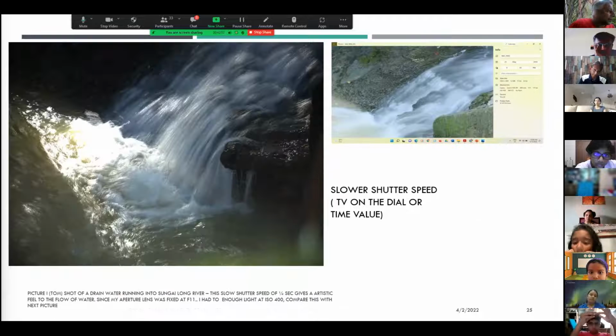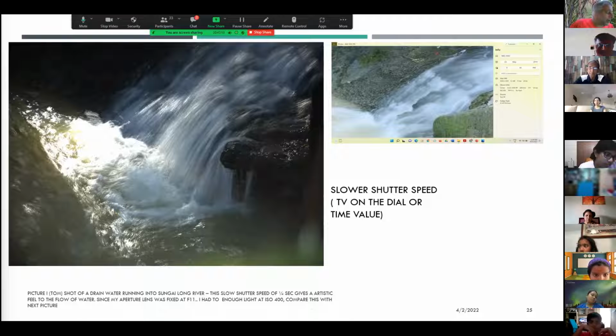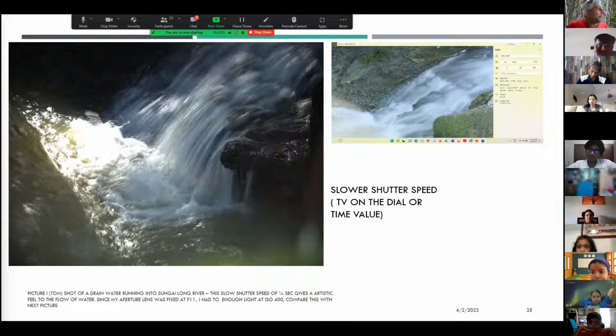The other one is a slower shutter speed, which is showing actual flow of water. It looks like milk flowing down this drain. So it is an artistic and a dramatic effect with slower shutter speed. So say 1/4 of a second, or quarter second is 0.25 second. So you will have a longer period of time keeping the shutter open, and it gathers more light in and gives a very nice artistic picture.